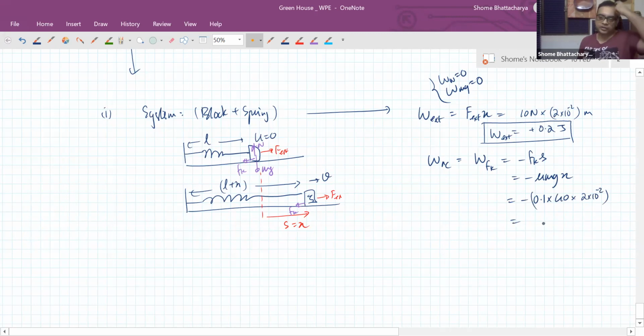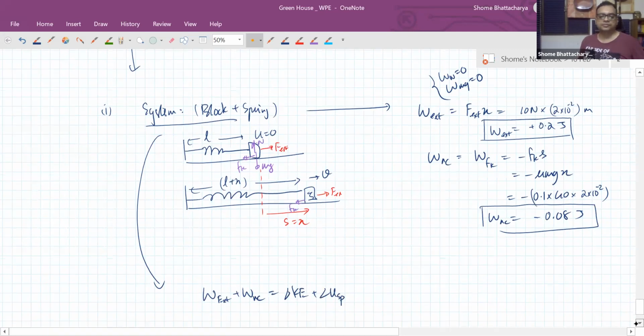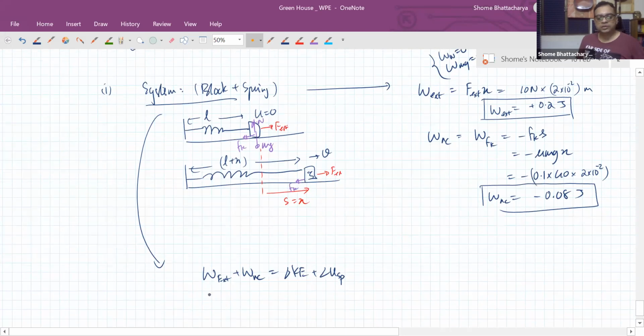So 4 into 0.02, so minus 0.08 joule. This is the work done by non-conservative force. Okay. And the work energy theorem for this system will tell us that work done by external forces plus work done by non-conservative forces should be equal to change in kinetic energy of the block plus change in potential energy of the spring.